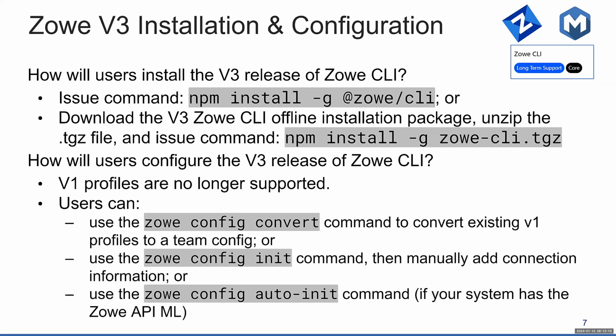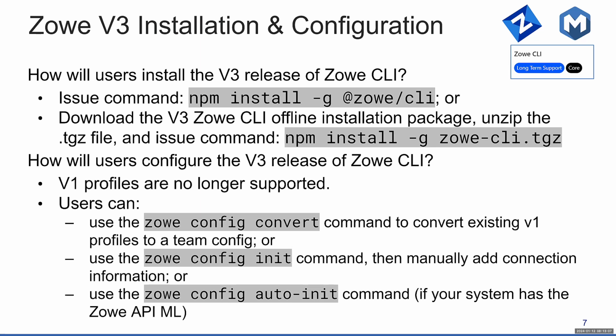So installation will be the same process as it was in V1 and V2. Users can enter the npm install -g @zowe/cli command to get the latest LTS version from npm, which will be V3 once V3 is released at the end of March. You'll also be able to download the V3 Zowe CLI offline installation package from zowe.org and unzip the file, take the tar.gz file, and issue the command npm install -g zowe-cli.tgz. Configuration will also be similar to V2, with the exception being that V1 profiles are no longer supported.